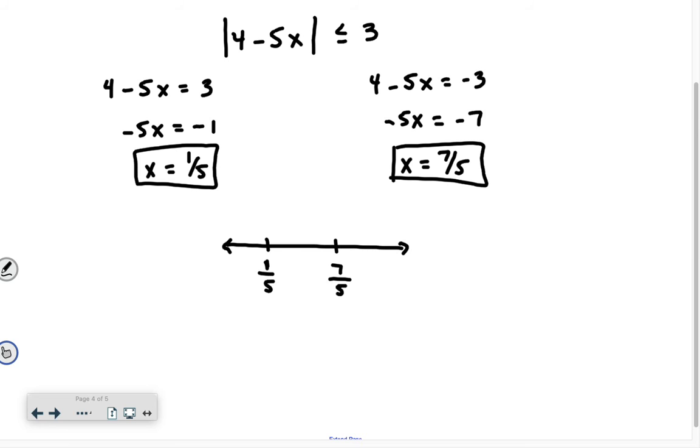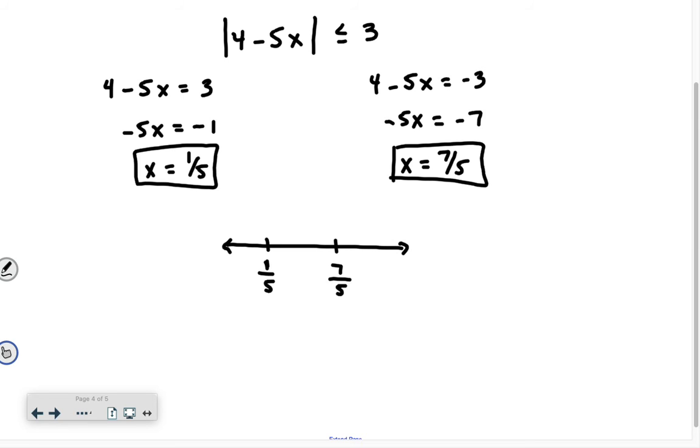Take a look and see how you did. First off, I did the first part. We got it less than or equal to 3. Absolute value is by itself, so therefore we're looking at which numbers are 3 units away from 0. So we set it equal to 3 and negative 3, solved each one separately, end up with 1/5 and 7/5. As I was walking around, I think everybody got that. So we were good there.